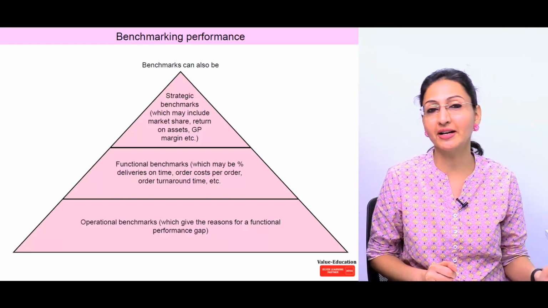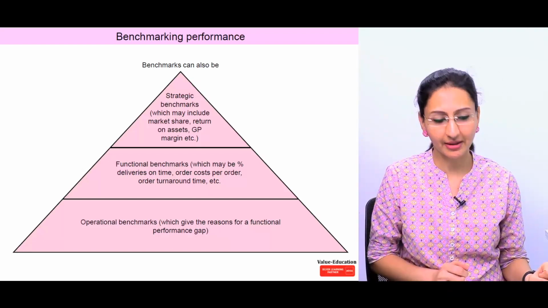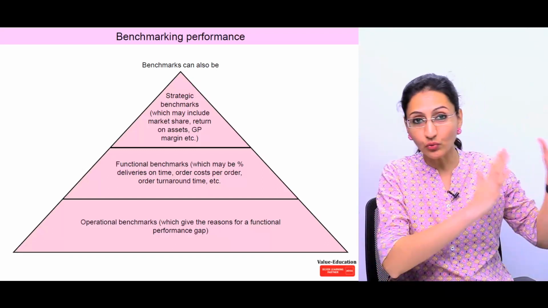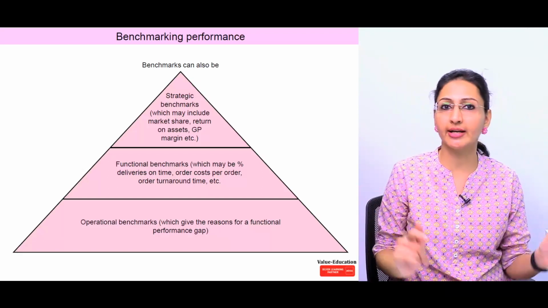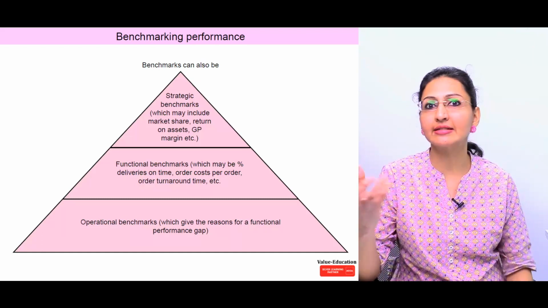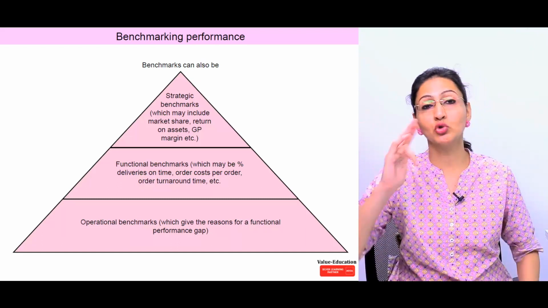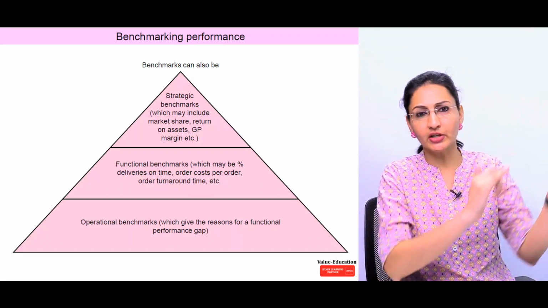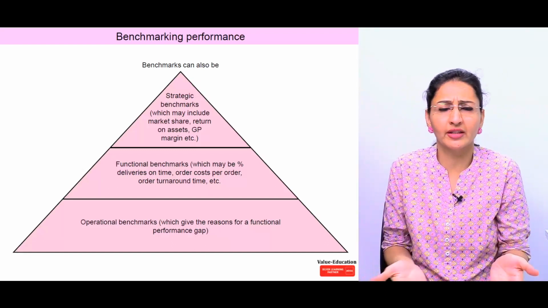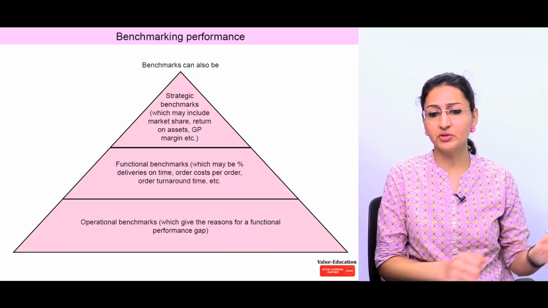Then functional benchmarking, which relates to a particular function. That means percentage deliveries on time. That is related to one particular function, not to the whole organization. It can relate to lowest wastage, or this much percent of wastage maximum in use of raw material, related to only production. The sales team, marketing team, finance function, they have nothing to do with this benchmark. That's functional benchmark. Then the operational benchmark.